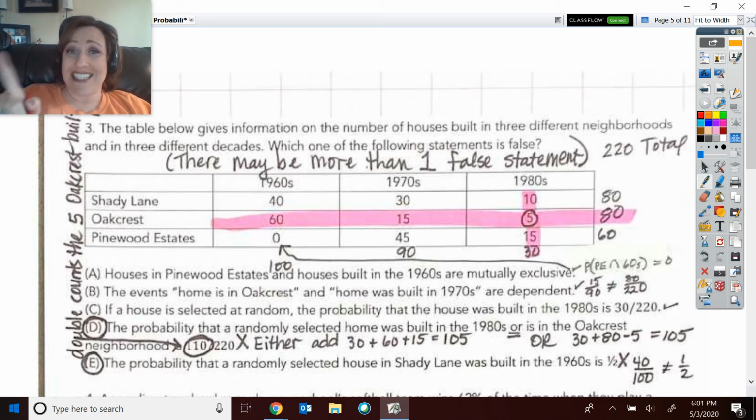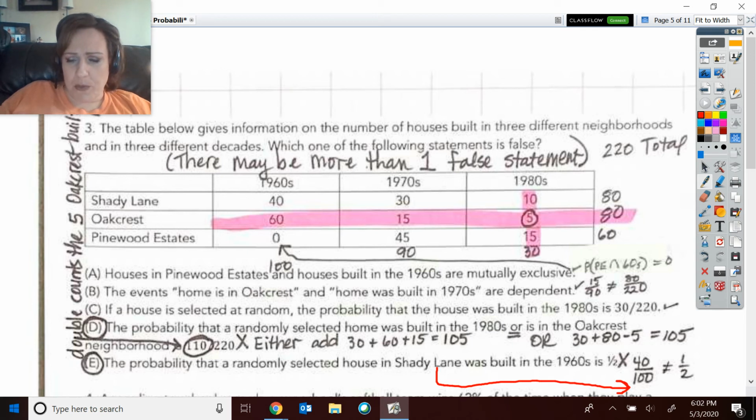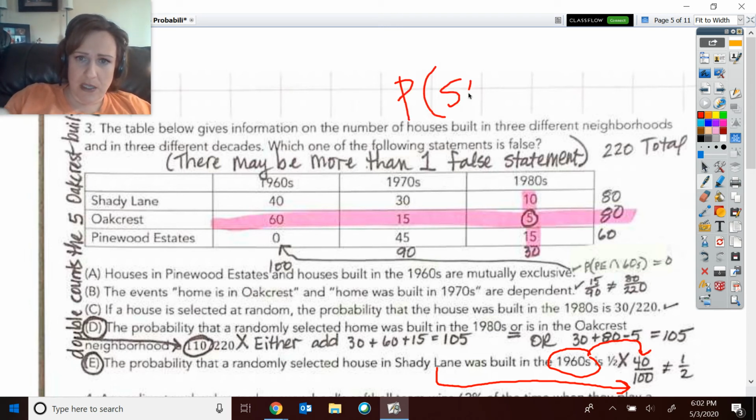So I'm feeling good. I know that D is false, but I checked E, and let me double check it again. I'm thinking E is wrong also. E says the probability that a randomly selected house in Shady Lane, so that's given that it was in Shady Lane, was built in the 60s. So that'll be the 60s and Shady Lane overlap. Actually I should write it this way: given that it was Shady Lane, what's the probability that it was in the 1960s?